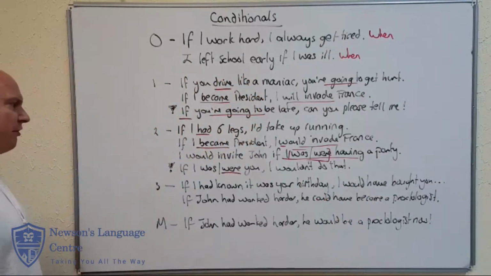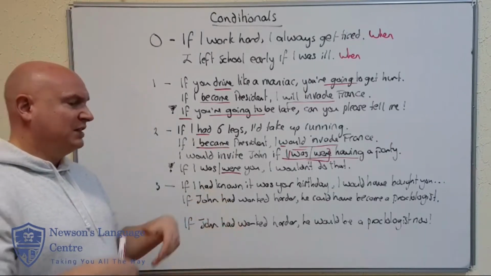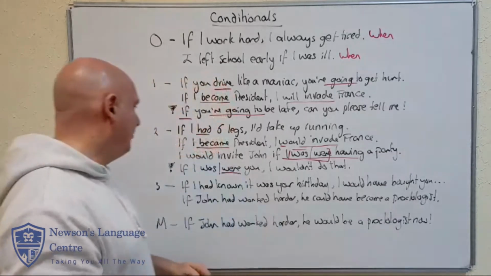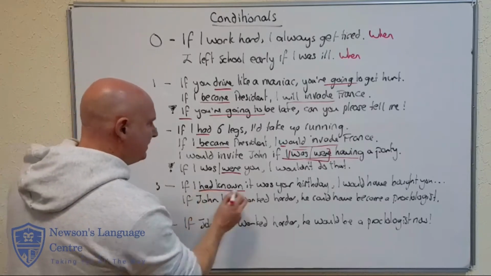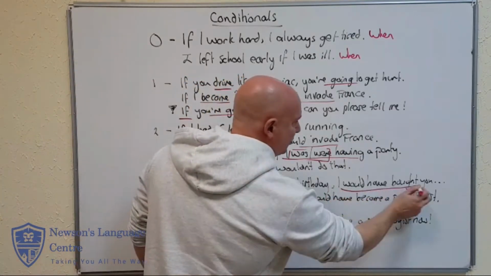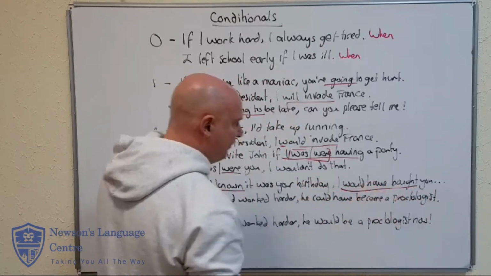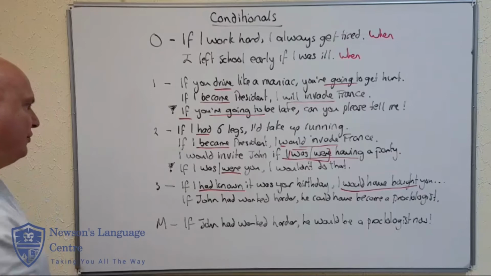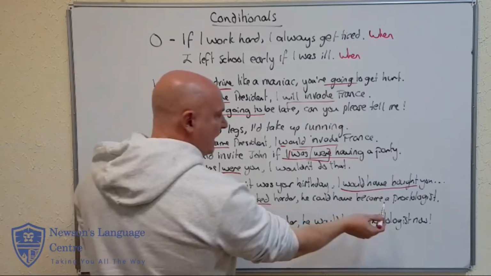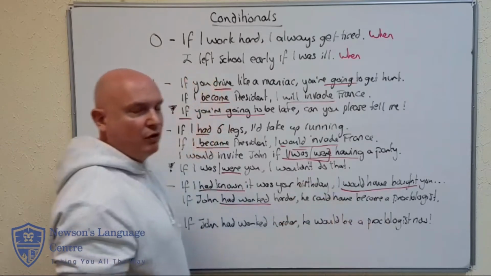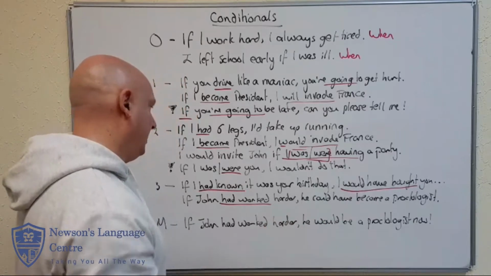When we have our conditional 3, of course, it's a hypothetical situation about the past, something we wish had happened, but it didn't. For example, if I had known it was your birthday, so we've got my past perfect, I would have bought you a present. So you've got the would or could or might plus your perfect. For example, if John had worked harder, but he didn't, he could have become a proctologist, but he didn't become a proctologist because he didn't work hard. But if he had done, he would have become one.